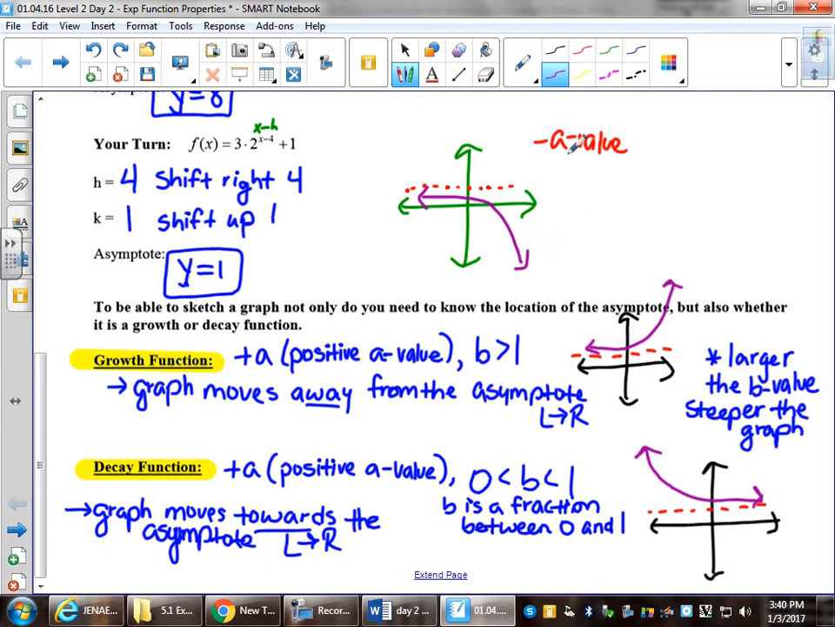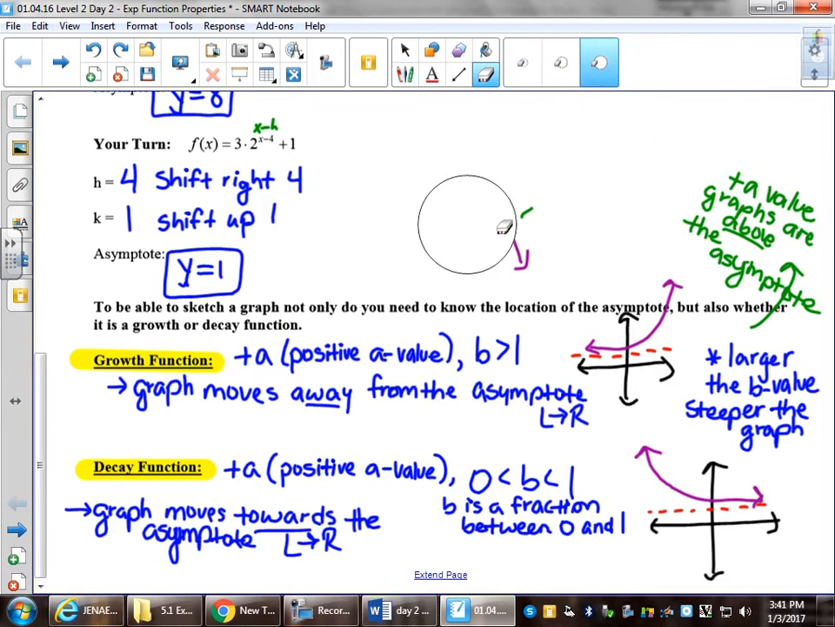So the only note I will write, I want you to write this over here: positive A value graphs are above the asymptote. And if you notice the graphs we sketched, here for growth, it's above the asymptote. Here for decay, it's above the asymptote. Negative A value would be when it's below. This year, we are not looking at those cases. We're only going to be looking at positive A values.